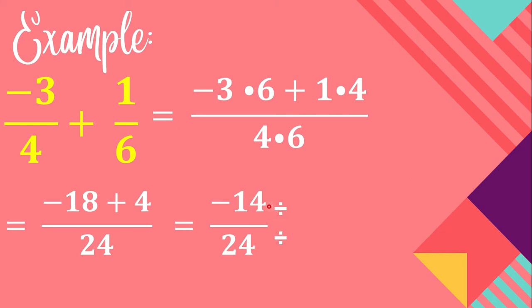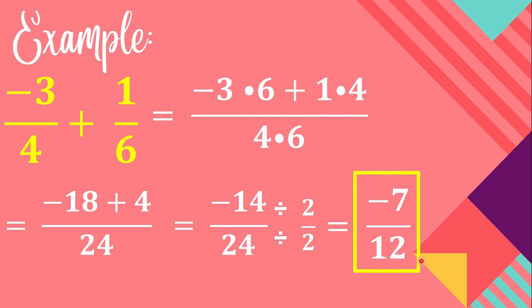Since in this case, you can still simplify this one or change it into lowest terms, think of a number wherein you can divide both numerator and denominator with the same number, and that is 2. So we need to divide 14 by 2. So negative 14 divided by 2, that will be equal to negative 7. And then 24 divided by 2, that is now equal to 12. And that will be your final answer, negative 7 over 12.